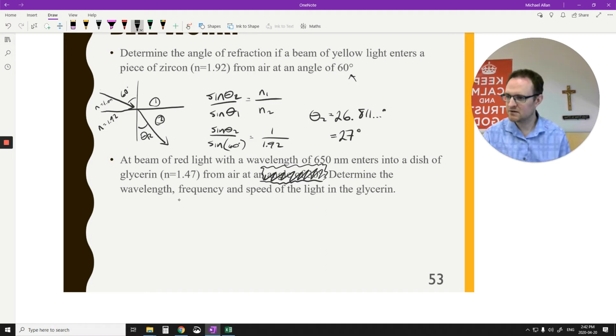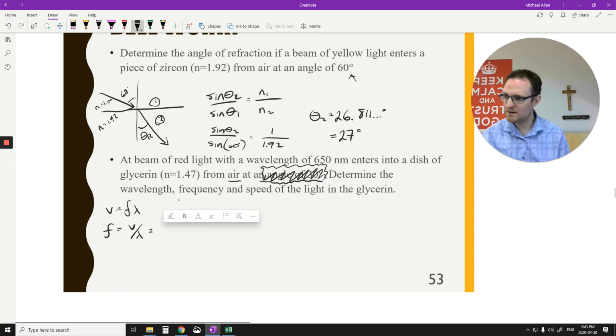Let's start off with the frequency. The reason I want to start with the frequency is that I can find it right away, because the frequency is not going to change. If I know the information beforehand, it's going to be the same afterwards. The frequency is going to be speed divided by wavelength. The speed of light, I'm assuming it's traveling from air, is 3.00 times 10 to the 8 meters per second. I'm going to divide this by the 650 nanometers.